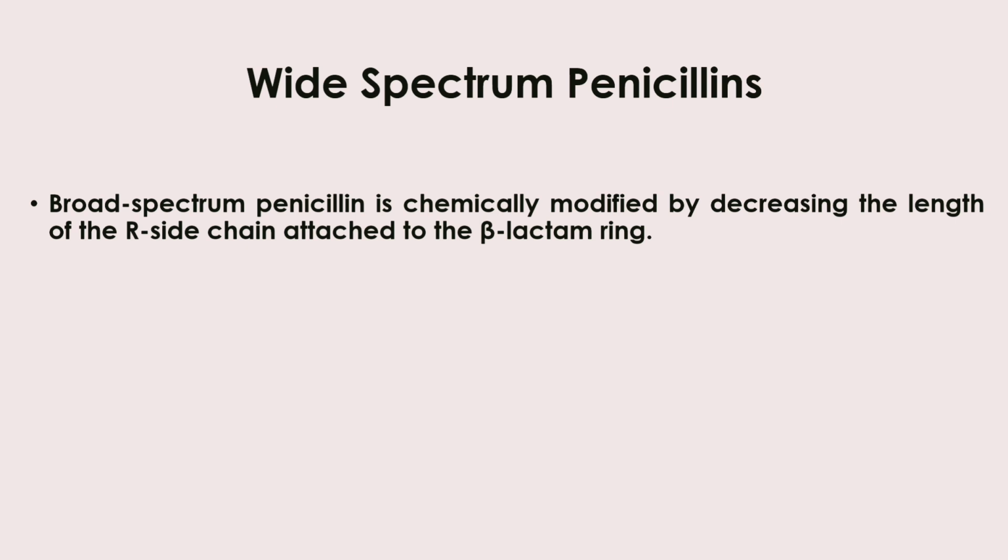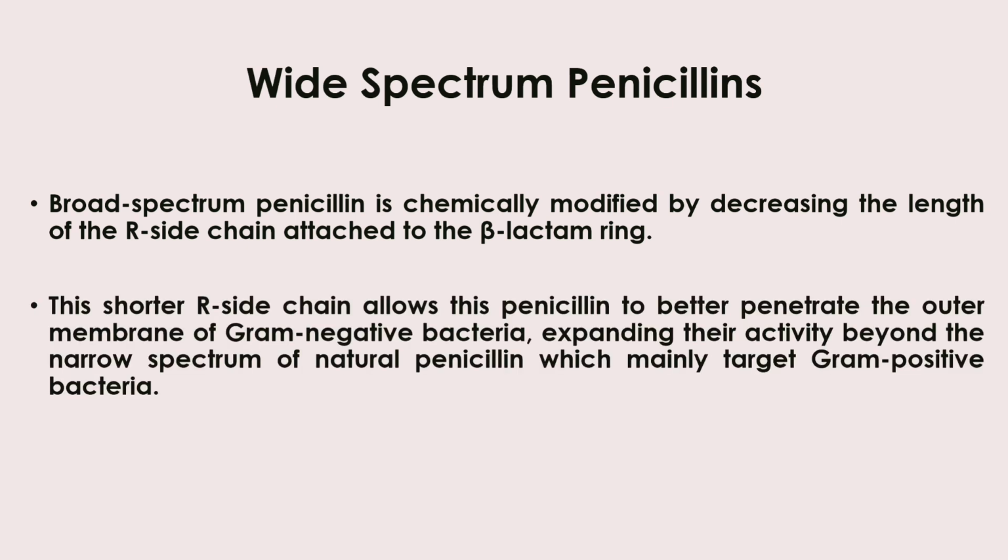Broad spectrum penicillin is chemically modified by decreasing the length of the R side chain attached to the beta lactam ring. This shorter R side chain allows this penicillin to better penetrate the outer membrane of the gram-negative bacteria, expanding their activity beyond the narrow spectrum of natural penicillins, which mainly target the gram-positive bacteria. Here it is told that we can enhance the spectrum of the penicillins by chemically modifying them.